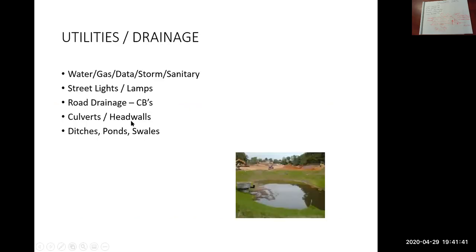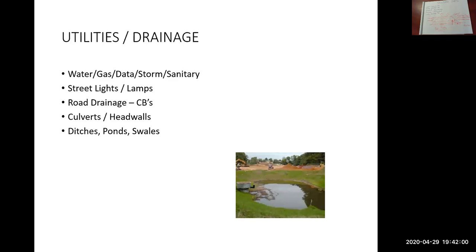So at that point is typically when you want to do your utilities. It simply allows for shallower trench depth, so it's helpful that way. It costs you, the contractor, less if you don't need to dig trenches as deep.